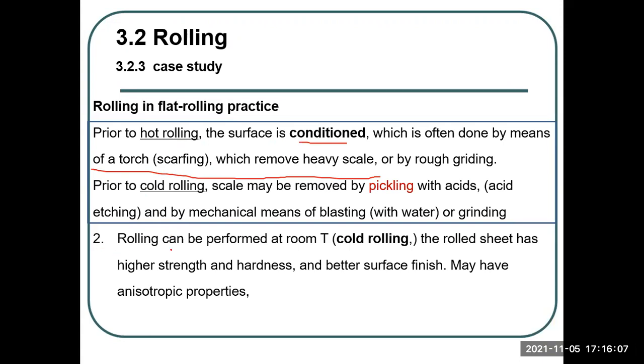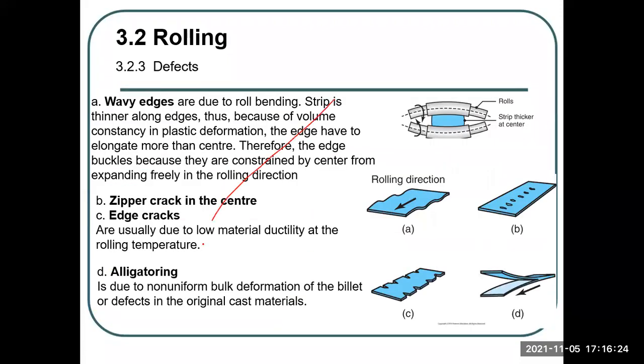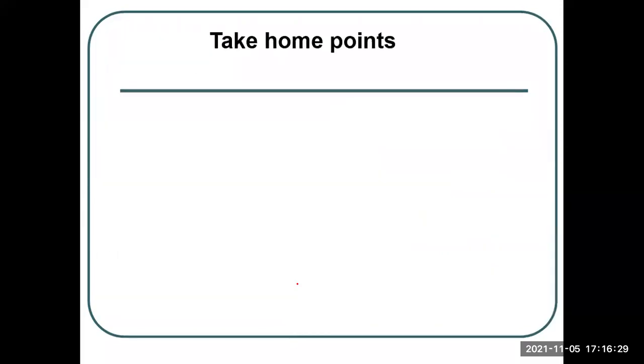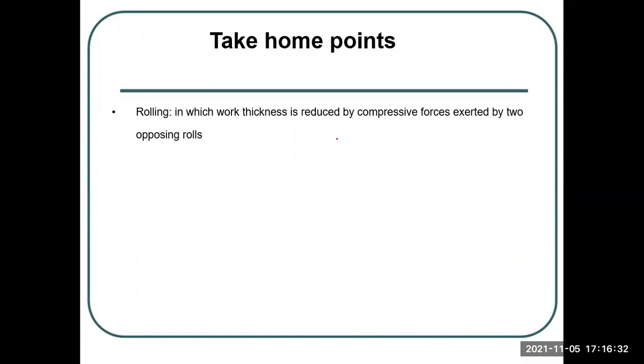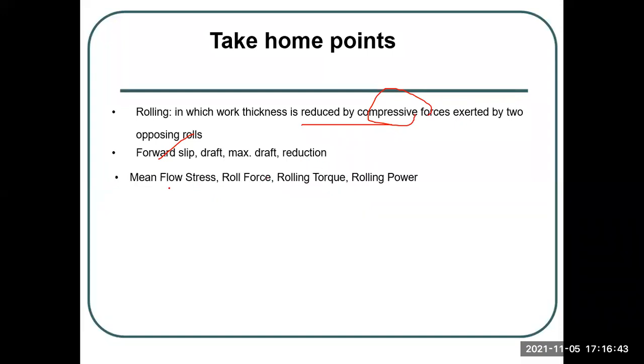Okay, so rolling can be performed at room temperature. The cold one has higher strength and hardness because we have strain hardening. Anisotropic, right? Anisotropic is coming from the preferred orientation. So this one no need. Defects, no need. Okay, so compliant rolling reduces the stiffness by compressive stress from opposing rolls, and forward slip, draft, and what are they? Forward slip not required, right? Draft, maximum draft reduction, mean flow stress, roll force, roll torque, and rolling power.